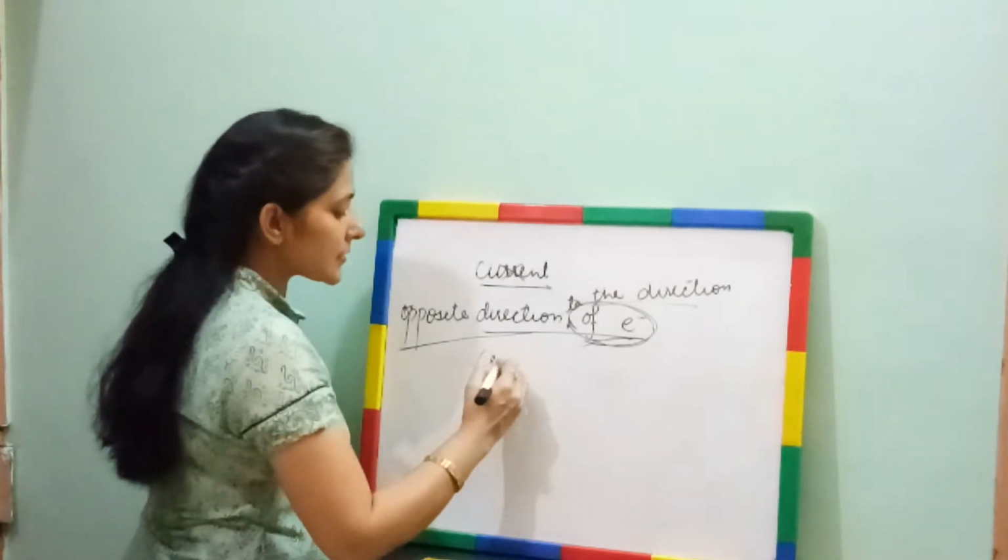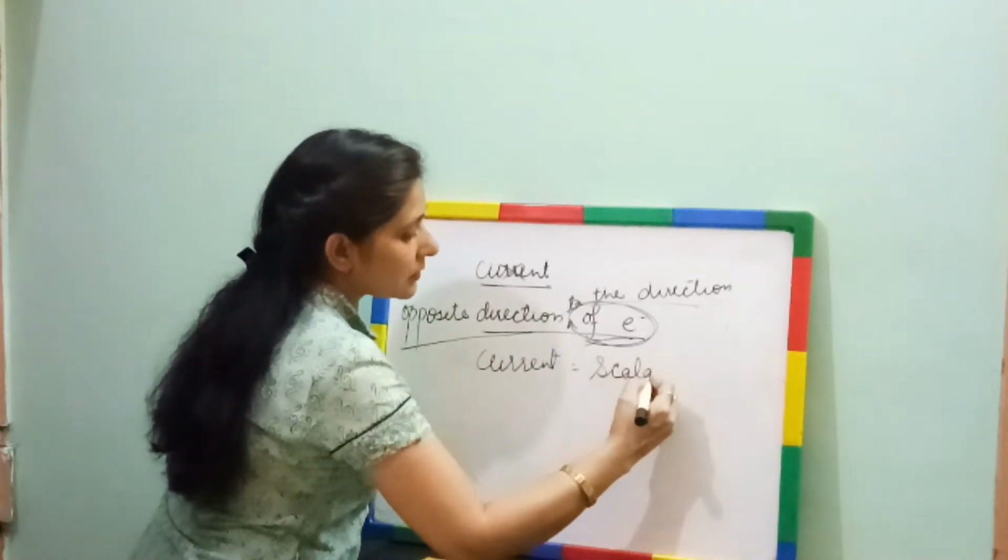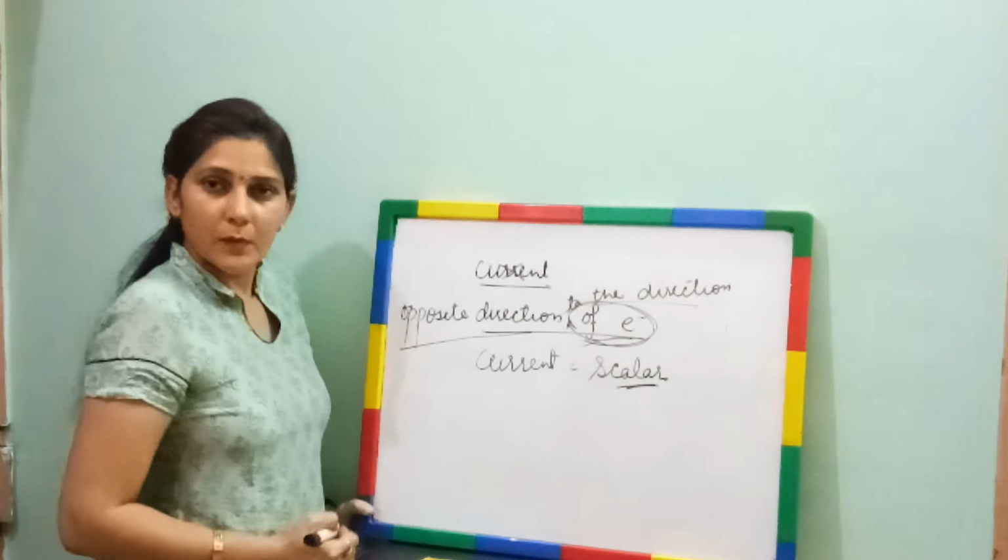So current is a scalar quantity. It is not a vector quantity. Okay.